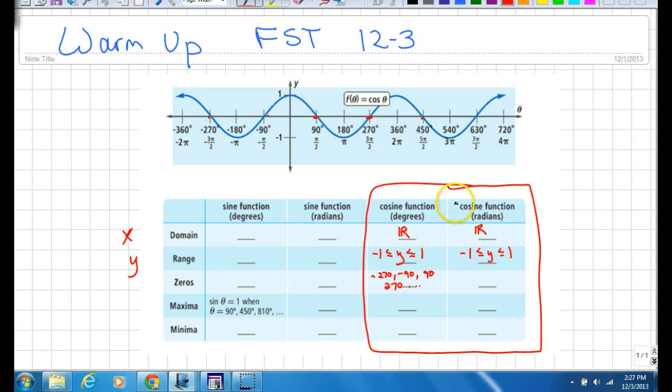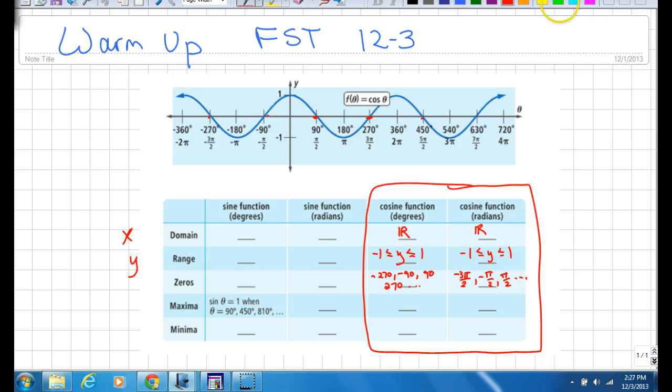Okay? And if you're doing this in radians, it would be -3 pi over 2, -pi over 2, pi over 2, ... Okay?